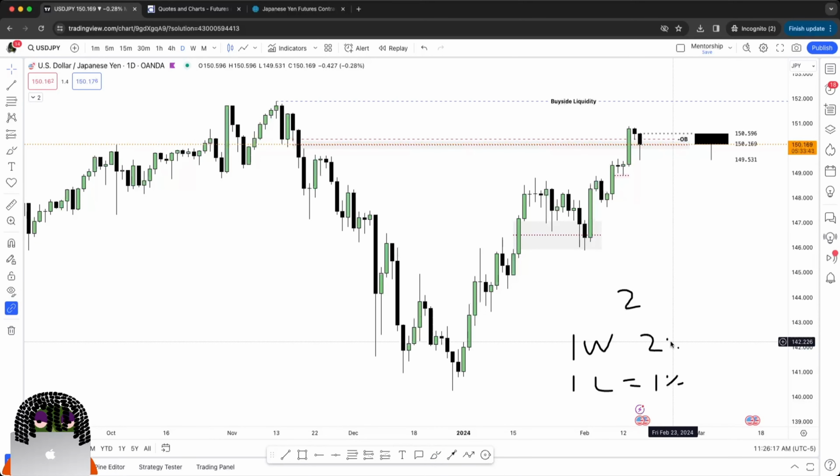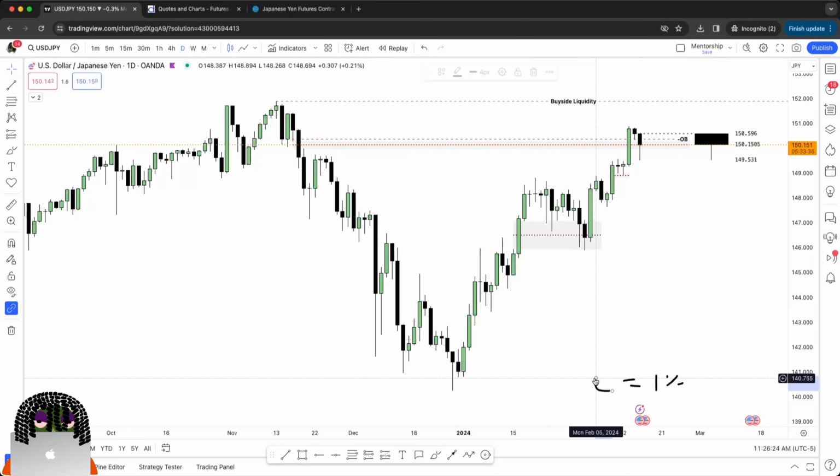Let me get all this stuff off. I could have just done Control Z, but whatever. So yeah, that's on that. This is UJ. I would have liked for it to tag me in so that I can get some of this move, but it didn't. But I do like how this pushed here and it traded all the way back up to here.